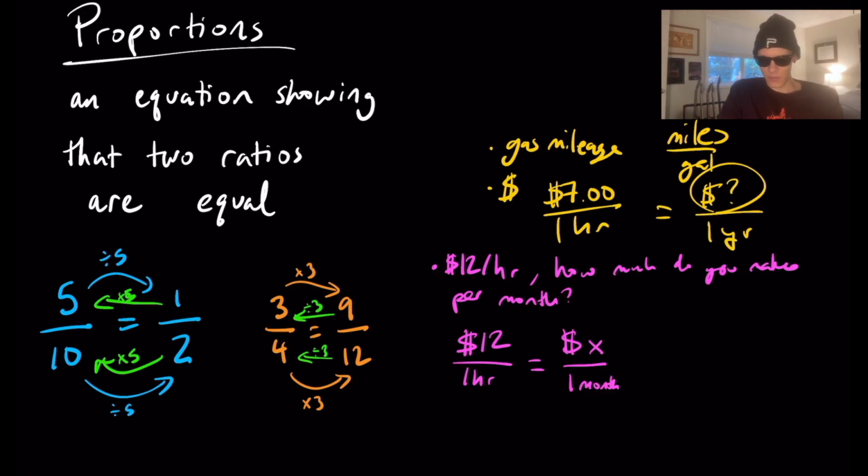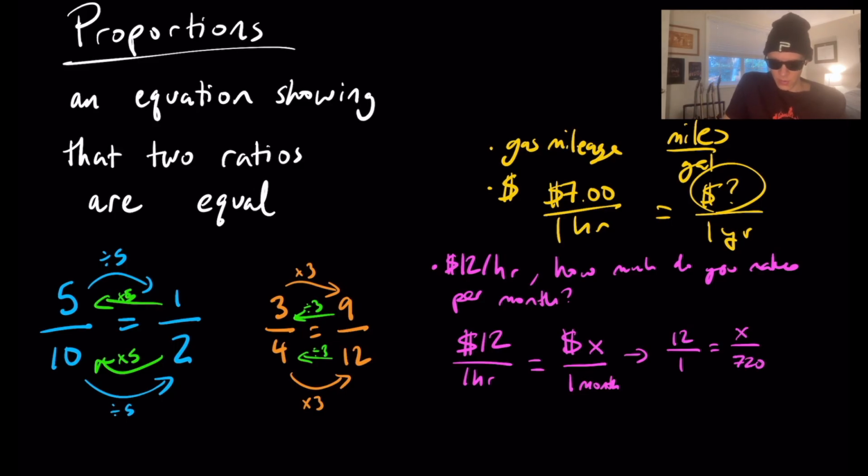So one thing that we need to do first is we need to make our units the same. So over here, I'm talking in terms of dollars per hour. Over here, I should also be talking in terms of dollars per hour. So let's switch this up to be $12 per 1 hour is equal to X dollars per 1 month. Well, how many hours are there in a month? Let's say there's 30 days in a month, 24 hours in each day. So altogether there are 720 hours in a month.